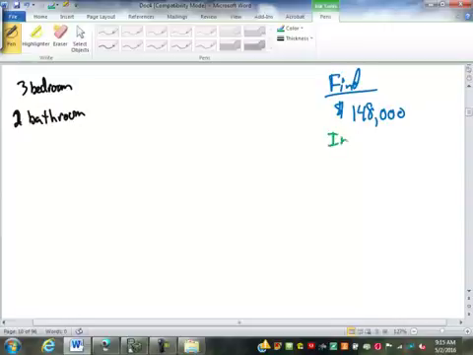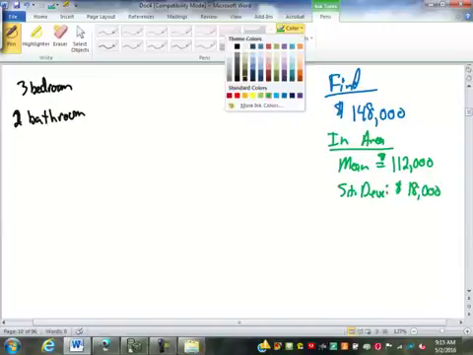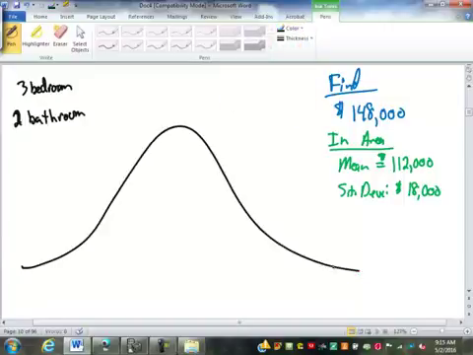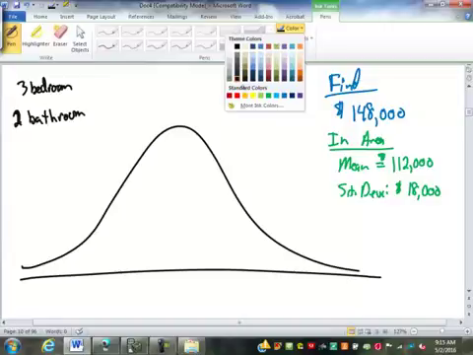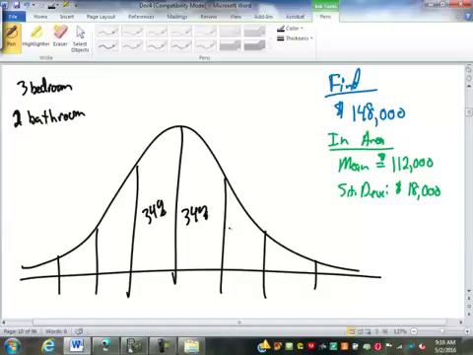Well, you do some research in that area. For 3-bedroom, 2-bathroom houses, the mean is $112,000. The standard deviation is $18,000. So let's draw our curve. So 34 and 34, 13.5, 13.5.